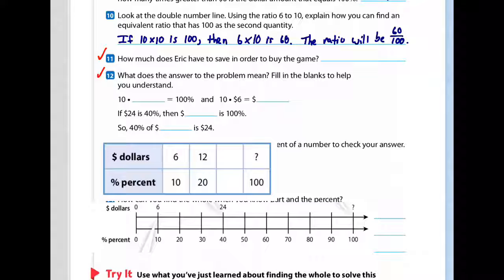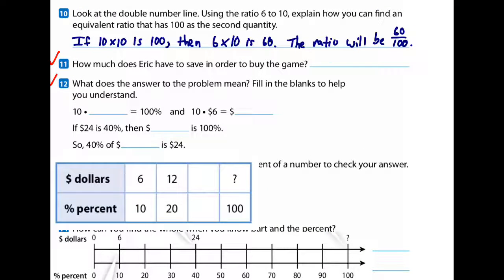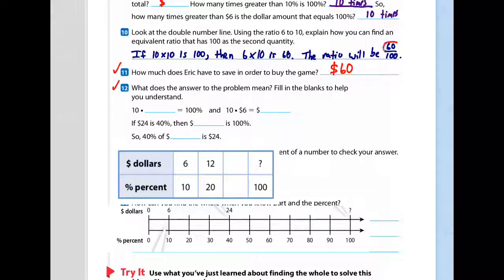So, let's check your answers to 11 and 12. You should have them both done. 11 says, how much does Eric have to save in order to buy the game? Well, we figured out that the same as 6 to 10 is 60 to 100, so we know that he has to save $60. So that's your answer to 11. And that was just the number in the top of the ratio in number 10.